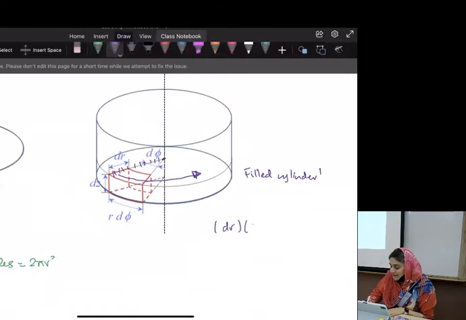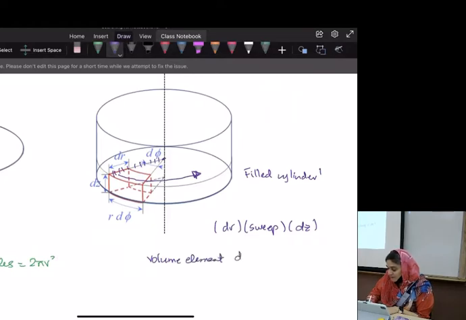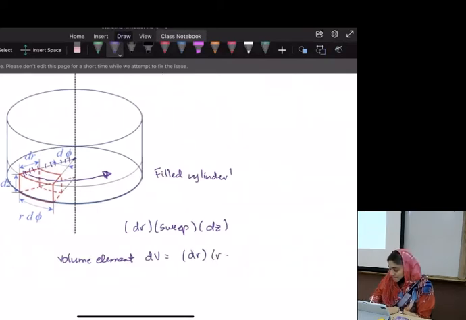We are also going to have a sweep. And we are also going to have a height component. What did we call the height? dz. So in our case, we have to find the volume element, which we call dv, which is going to be dr. What was the sweep always, guys? r d phi and dz.